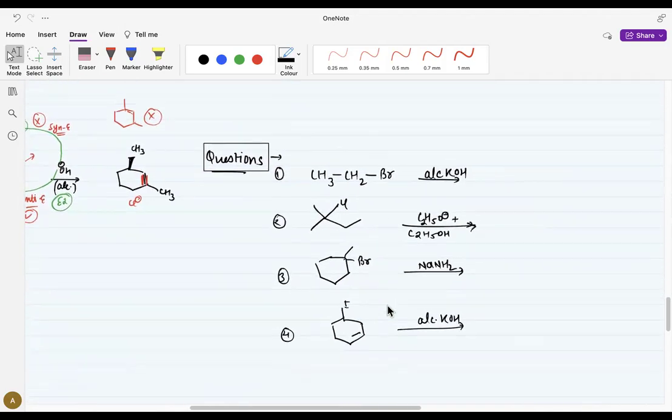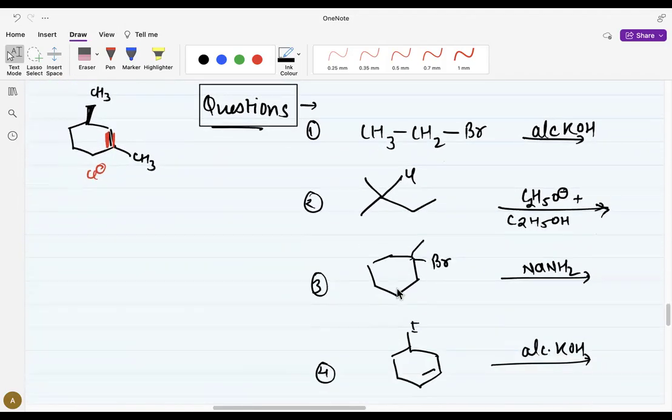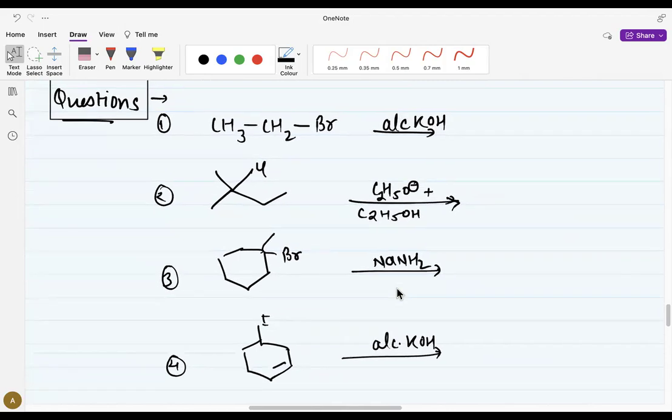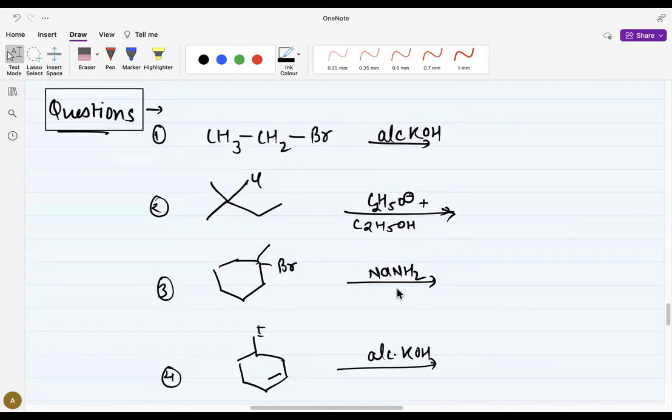Now we will solve some questions. Let's see, the first question I am writing. Based upon our elimination, let's see the first question. Let's say I have this carbon, and on this I have bromine. You have been given alcoholic KOH, so you have to do elimination. If alcoholic KOH comes, elimination will happen, you know that.